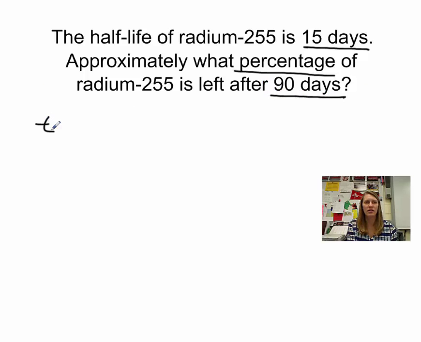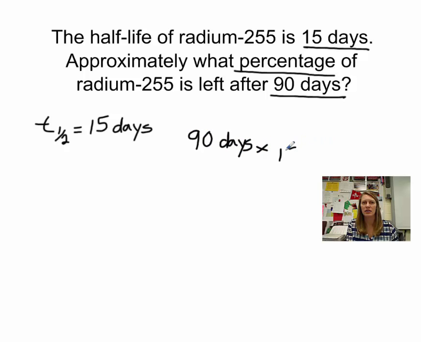So my half-life is 15 days. And I'm not given a starting amount. I'm just asked for what percentage will be left after 90 days. So I need to figure out how many half-lives I'm dealing with. So 90 days, and 15 days will go on the bottom, which equals 1 half-life. Units cross out, units cross out. Okay, so that's going to be 1, 2, 3, 4, 5, 6 half-lives.